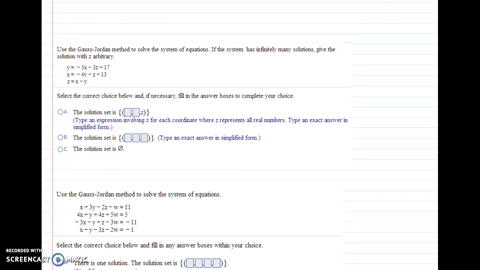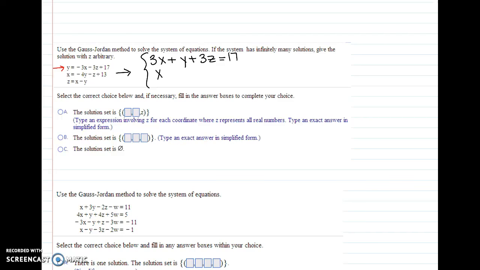Okay, here's another 3x3 system, 3 equations with 3 unknowns, and we can use Polysmelt. However, we have kind of a problem. These are not in the right order, right? They're not set up correctly to use Polysmelt. So what I'm going to do is take this first equation, the one that says y equals, and add 3x and add 3z to both sides. So I have 3x, I still have a y that was already on the left, plus 3z equals 17.